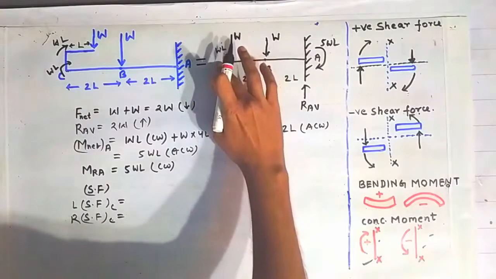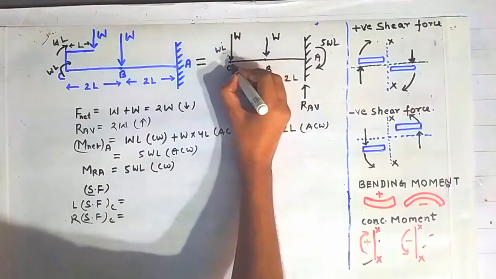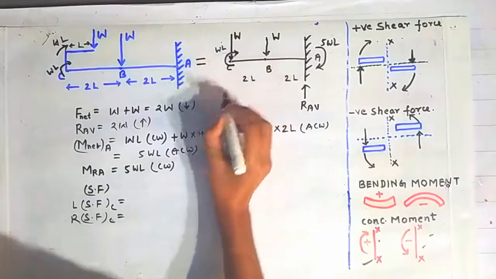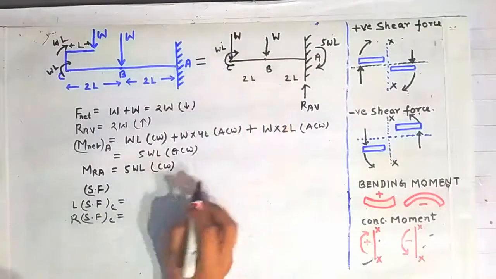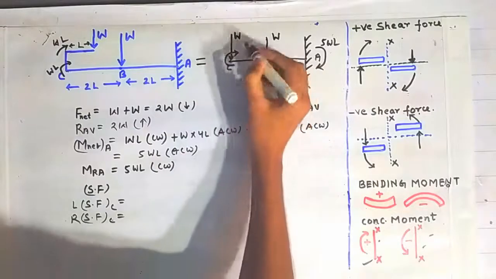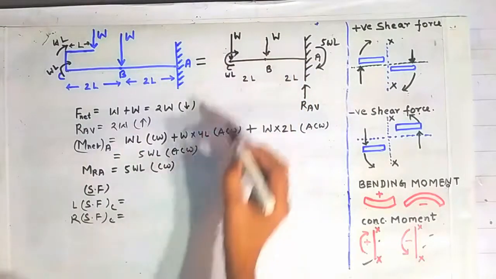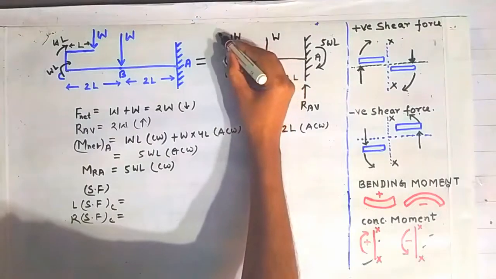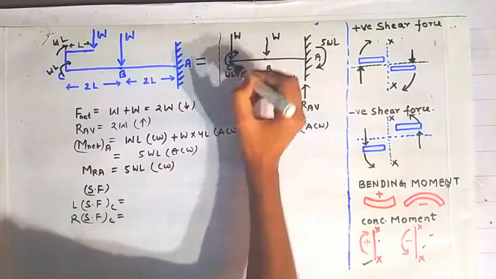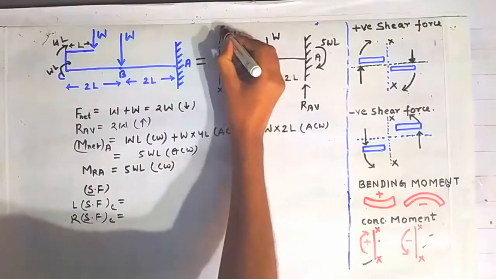Here I am rubbing this for clarity and making it visible. That is, it is acting at point C. Now, having magnitude, how much? This magnitude is WL of this moment. Now I will construct a section on the left side of the point C. Suppose this is the section that I am constructing over here.